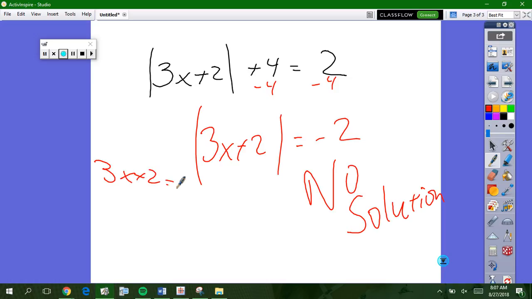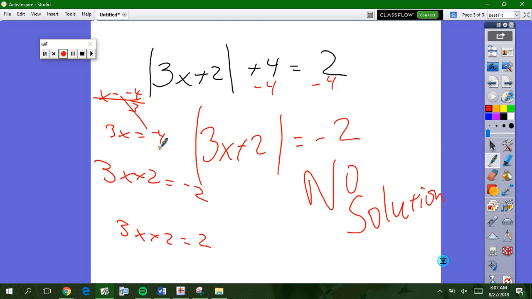3x plus 2. What if you didn't catch yourself? I'm going to show you that it'll still work. All right, here we go. So I'd subtract the 2, so I'm at 3x equals -4, or x equals -4 thirds. Let me plug it in for you. -4 thirds times 3 is -4. Negative 4 plus 2 is negative 2. What's the absolute value of negative 2? 2. Does 2 equal negative 2? So therefore that solution doesn't work.